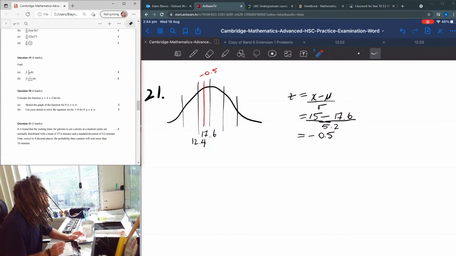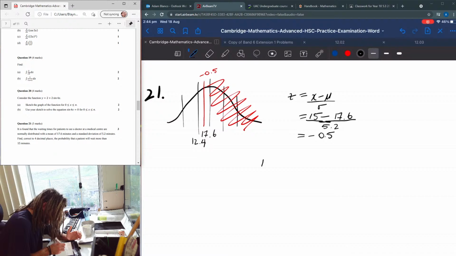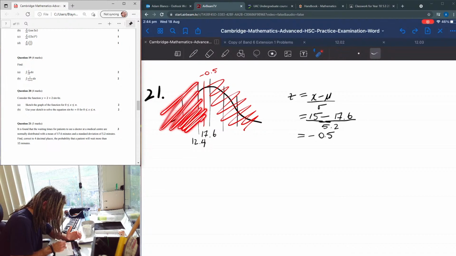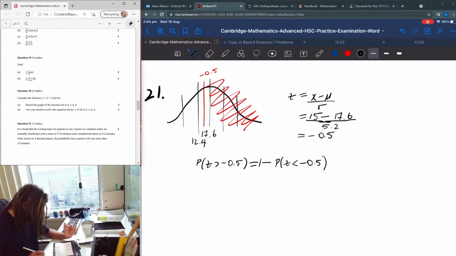Anyway, what's this actually asking? It wants the probability of waiting more than 15 minutes. So they want all of this. The table would give me like this side. So I'd have to do 1 minus this side. So my solution is going to be 1 minus the probability that z is less than negative 0.5. That seems alright. Okay, so the probability that z is greater than minus 0.5. And that's kind of as far as I can go because I don't have the table. I don't know why the question wouldn't give me the table.